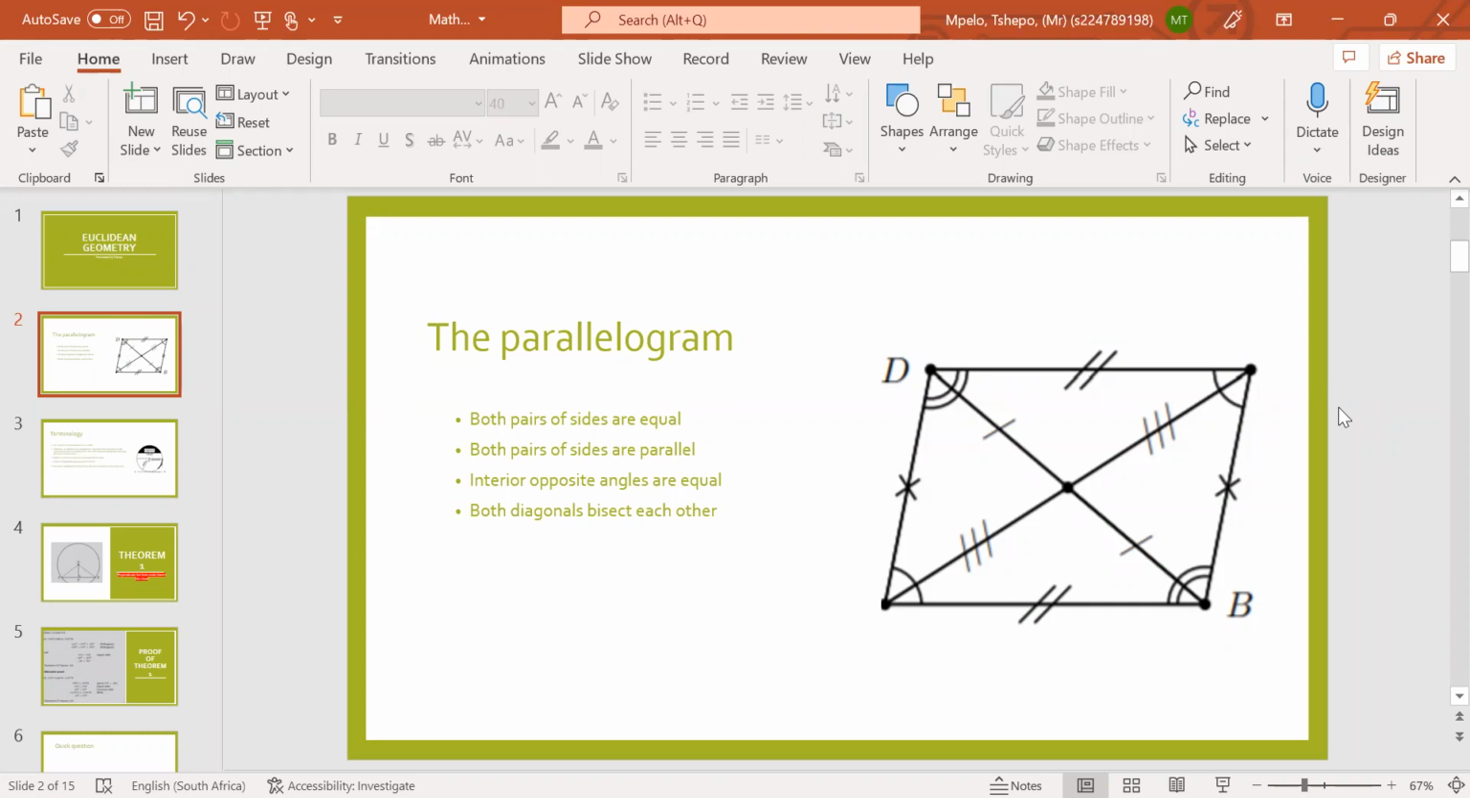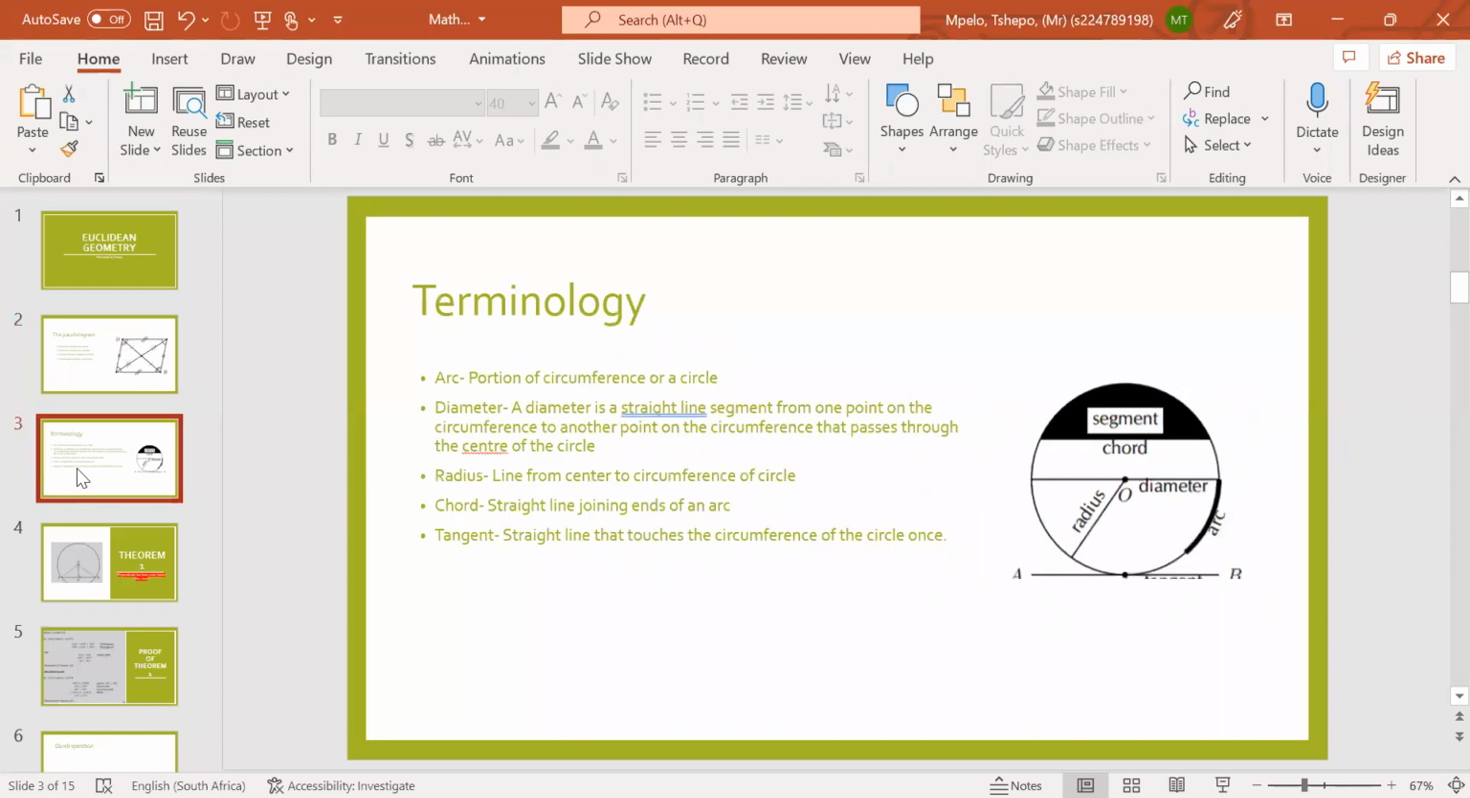Got that? Okay. Let us go to the terminology of circle geometry, because in grade 11, you're going to be introduced to circle geometry, meaning most of the geometry that you'll be doing in grade 11 will be the one that is inside the circle. So you need to understand the geometry and the terms of the circle itself.